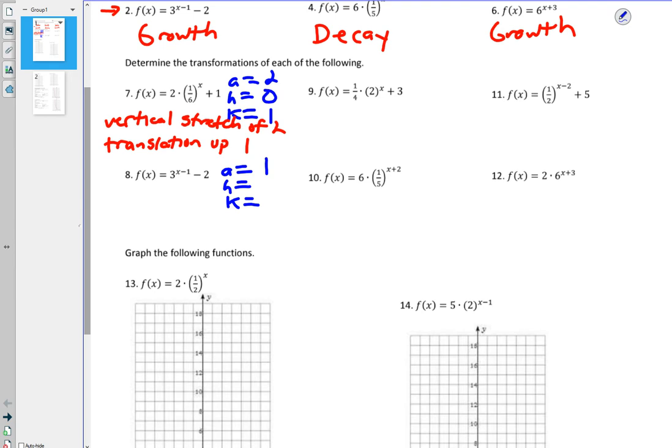What is it? 1, good. And then K is -2. All right, so let's just go in order. What transformations do you see there? Well, you don't stretch 1, so when A is 1, you can ignore it. Good. Translate right 1, and then good. Translation down 2.